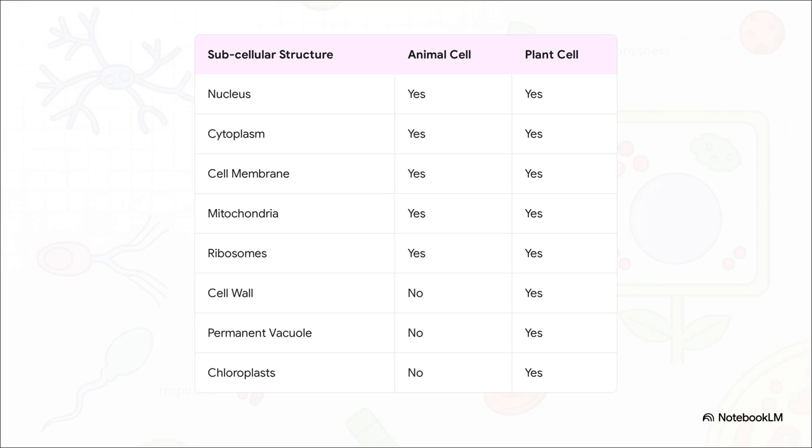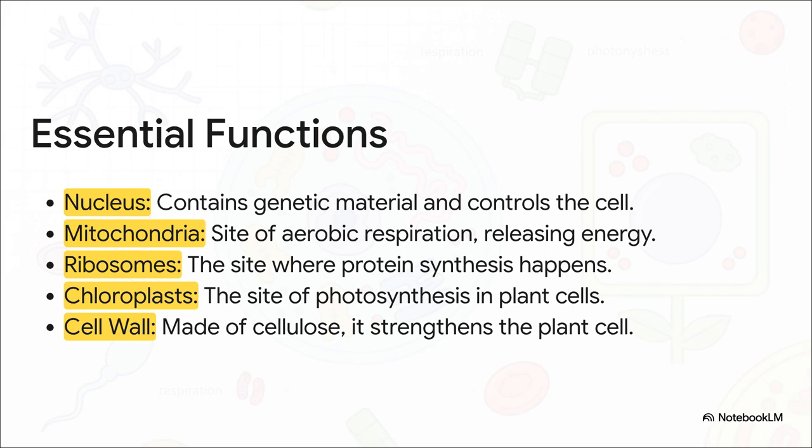They've all got those. But, and this is the important part for your exam, you need to know the 3 structures that only plant cells have. A brilliant way to remember them is with the 3 C's: a cell wall, chloroplasts, and a large central or permanent vacuole.